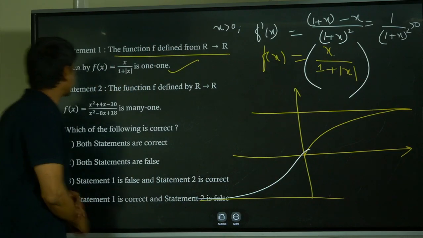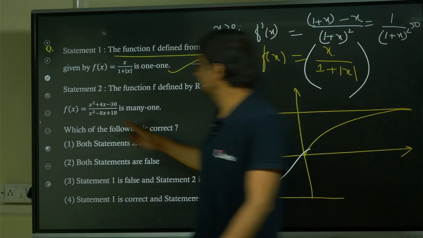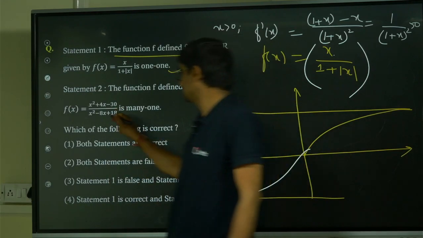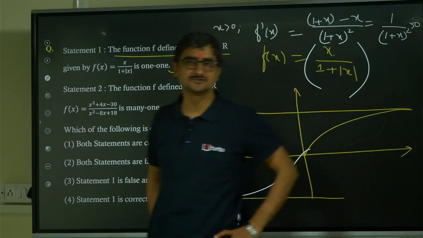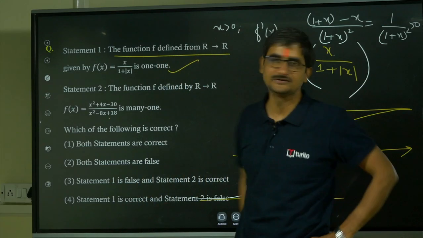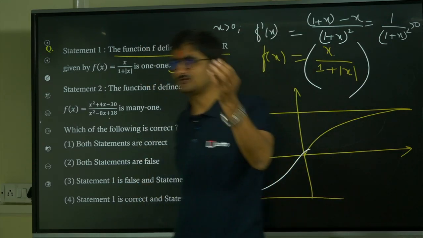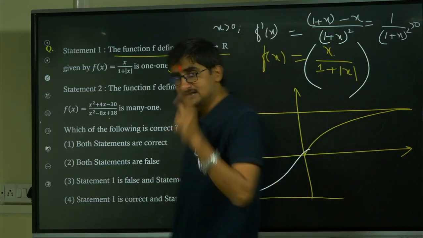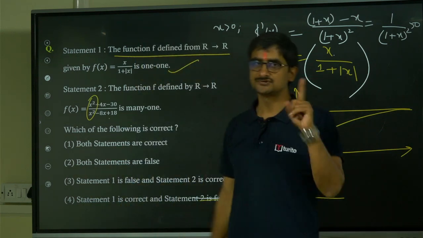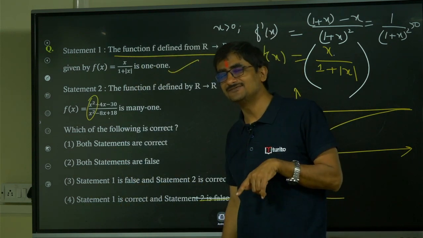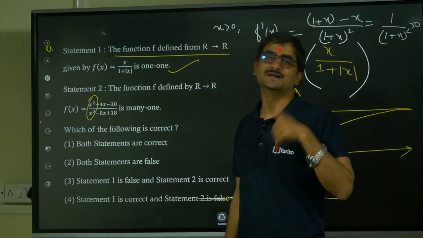Now moving to the next statement, the function defined by x square plus 4x minus 30 upon this, and the denominator can't be 0, it's a quadratic whose discriminant b square minus 4ac is negative. Okay, now see, it's for sure 1. Why? Again, as x goes to infinity, x square by x square goes to 1. As x goes to minus infinity, it again goes to 1.